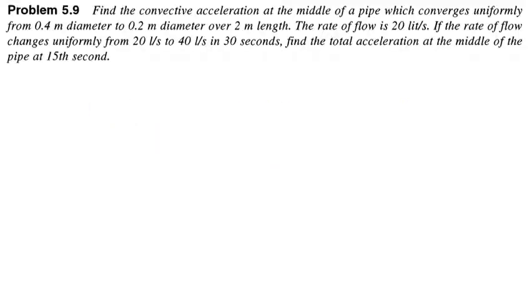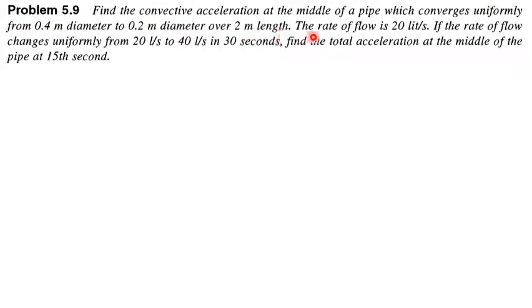Hello students, here we will discuss a problem on convective acceleration and total acceleration. So this is the problem, that is finding the convective acceleration at the middle of a pipe which converges uniformly from 0.4 meter diameter to 0.2 meter diameter over 2 meters length.